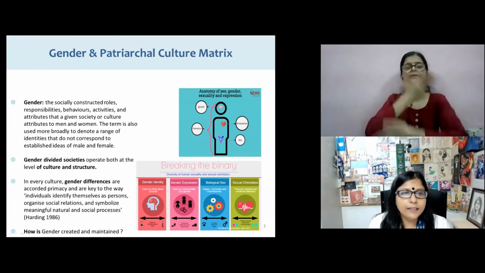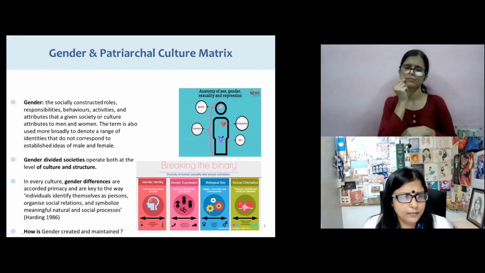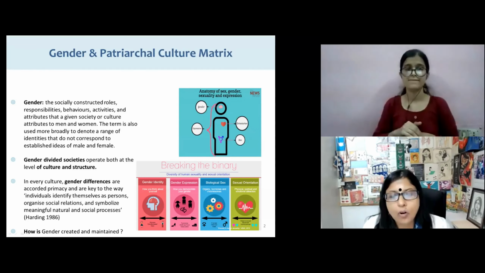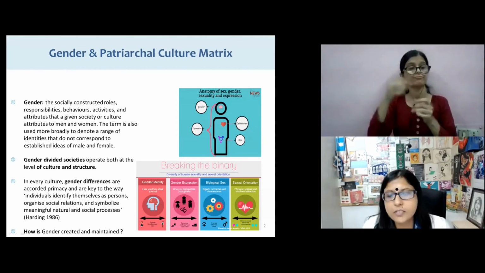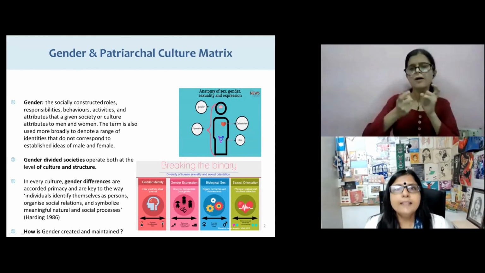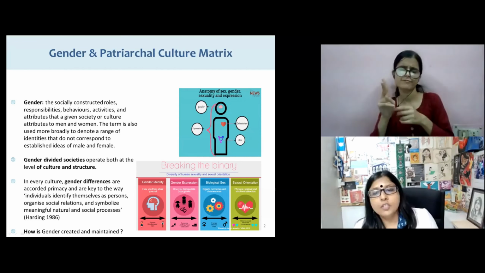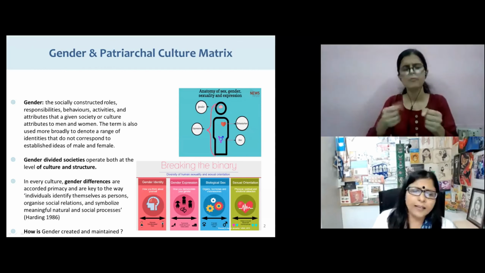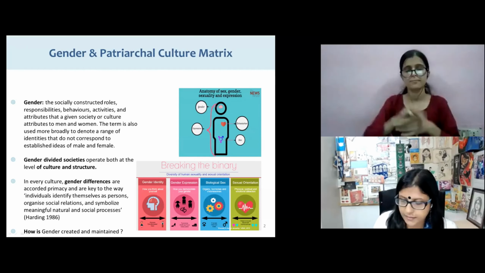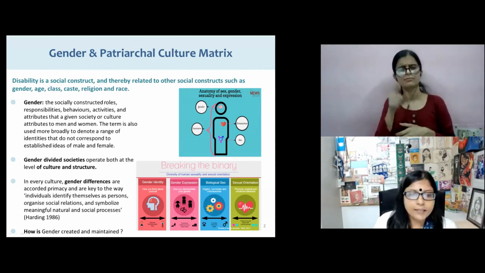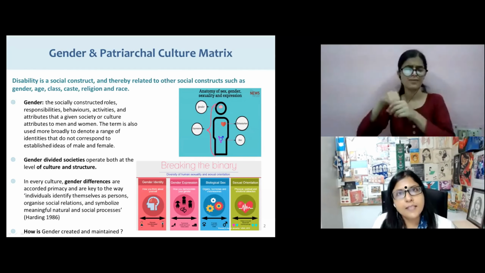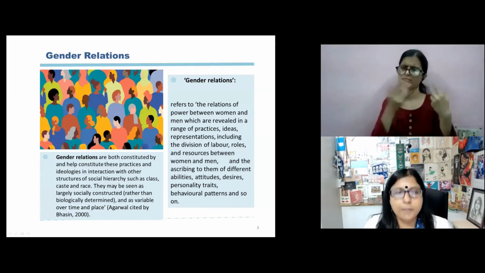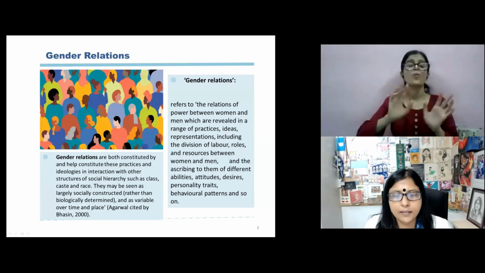Gender divided societies operate both at the level of culture and structure. Culture, because they involve ideologies and the cultural constructions of gender differences, and structure because and through gender roles, sex gender systems, and gender relations. In every culture, gendered identities are shaped. Gender not only determines the status and role of women and men, but it also determines relationships between them. And this is termed gender relations.